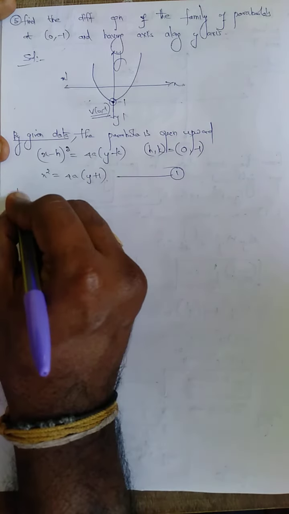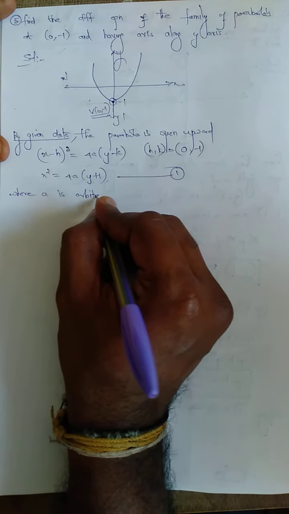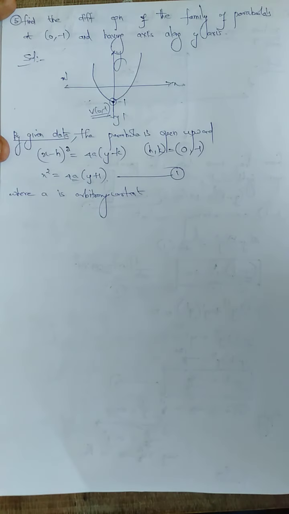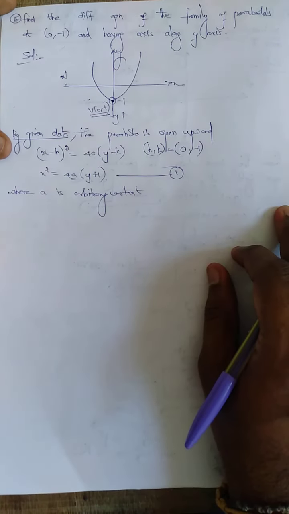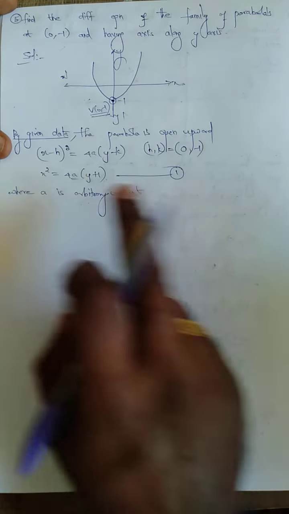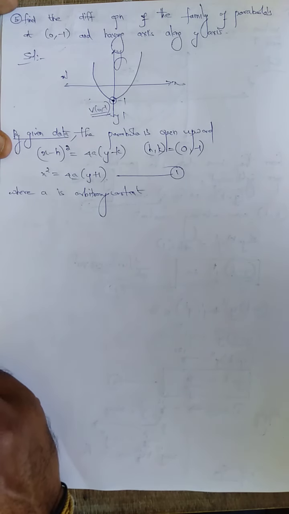Here a is the arbitrary constant, because a is the only constant here. In the previous sum we did not choose a because 4a was given in the question. Here a is not given, so we can take a as an arbitrary constant. We need to differentiate only once.